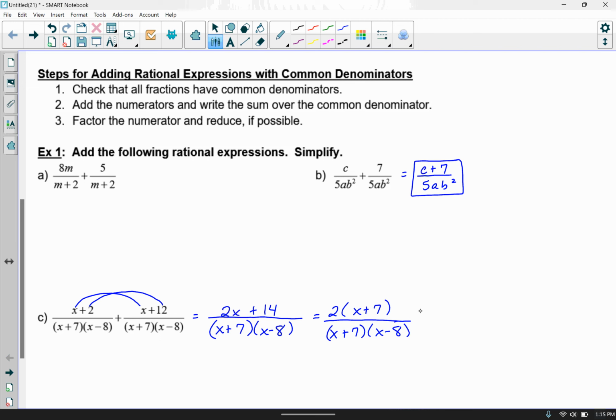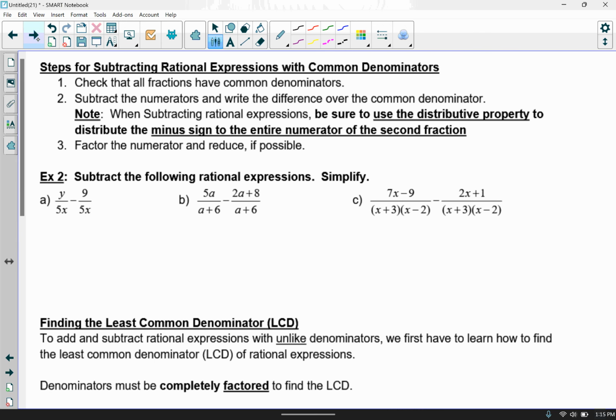And then if you can, at this point, cross off any like factors that they have in common. And sure enough here, they both have an x plus 7 in common, one on top, one on the bottom, so they are able to cancel out. Final answer then is 2 over x minus 8. Okay. All right, now I'll let you pause and try letter A there on your own. Let's flip it on over, and let's look at subtraction here on the next page.